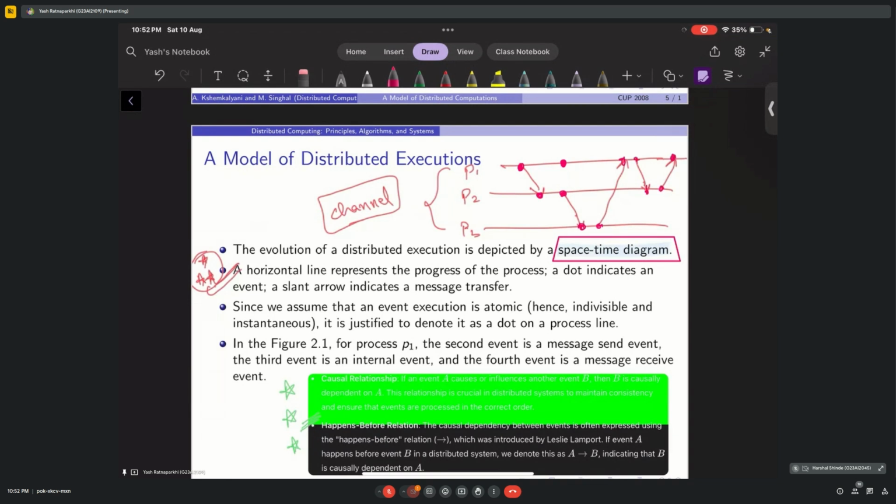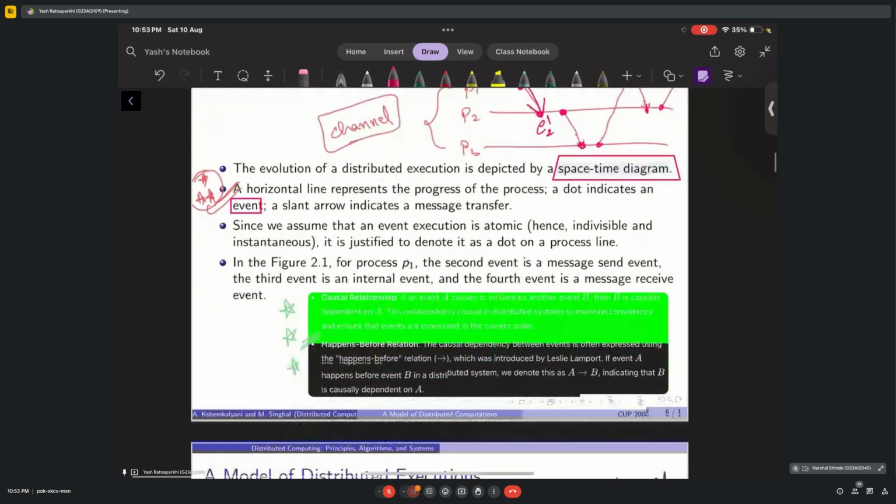What did we understand? These are all events. Now you understood what events are, correct? And this slanted arrow indicates the message transfer. Whatever I'm drawing here basically signifies message transfer. So the message transfers from E11 to E21, correct? Got it?